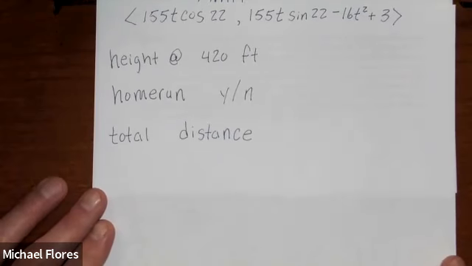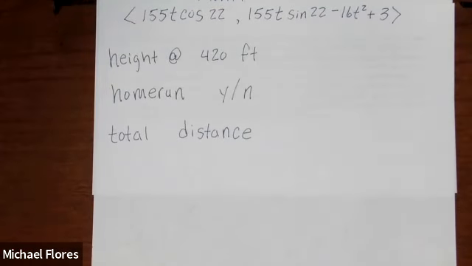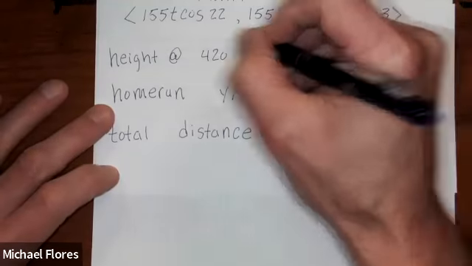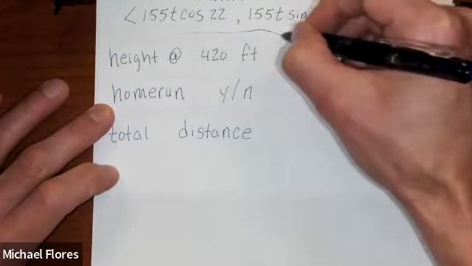Okay, I went ahead and set up the component vectors there. We're trying to figure out what is the height at 420 feet. 420 feet, that's the distance of the wall that he hit the ball to. Is it a home run? Yes or no? And what is the total distance of the ball? So let's first figure out what is the height once the ball reaches 420 feet. In order to do that, let me section this off just a little bit.